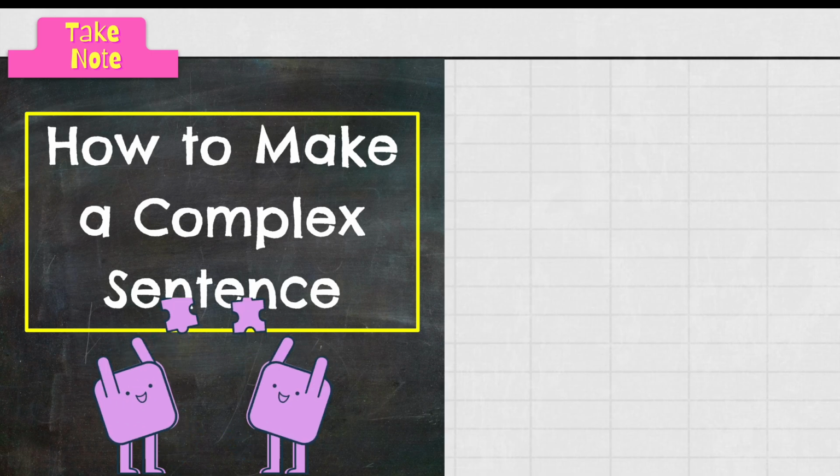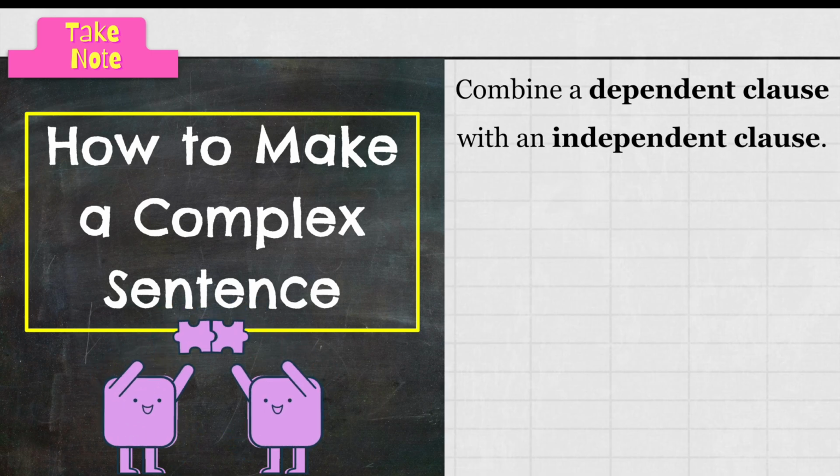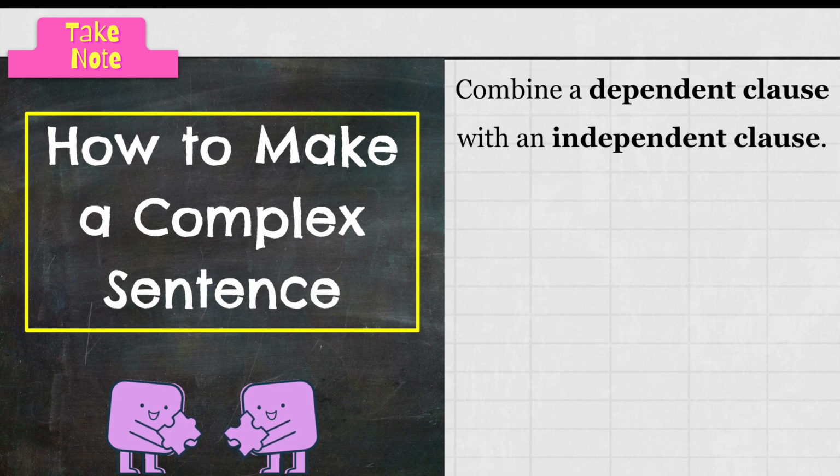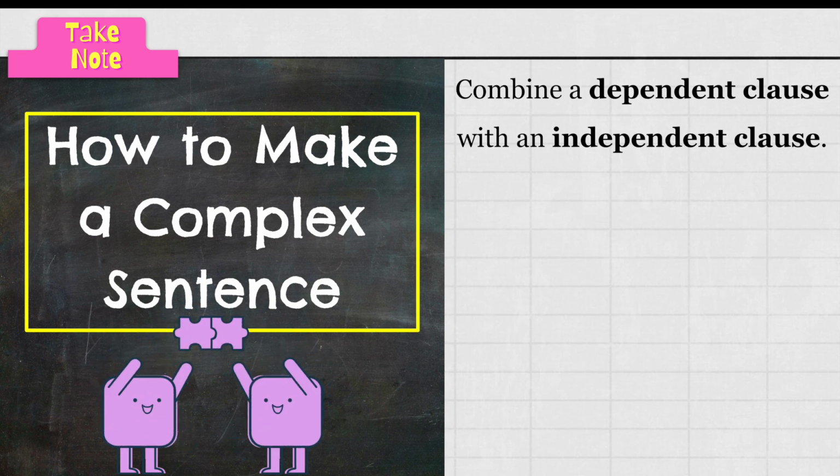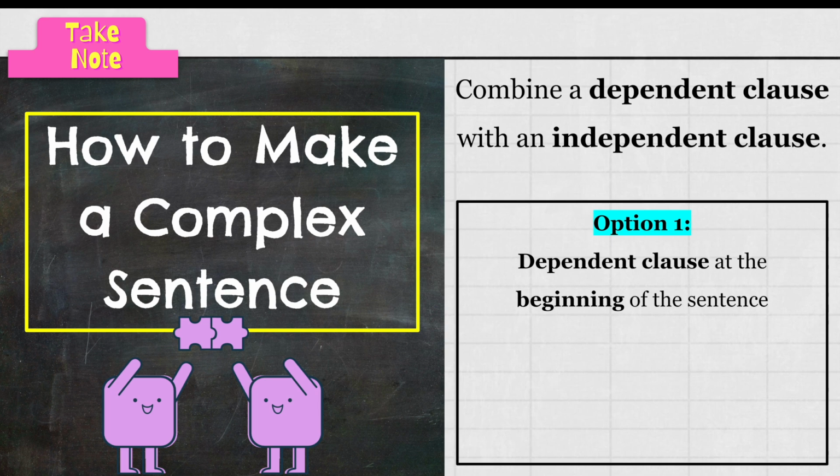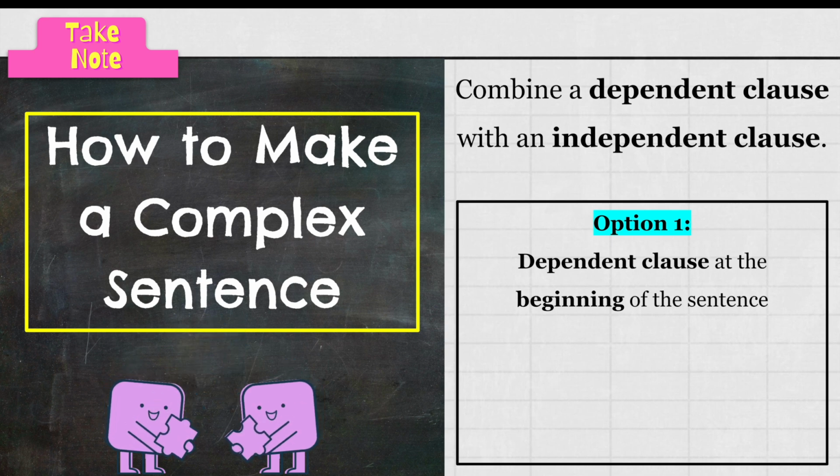So how do we make a complex sentence? We combine one of those dependent clauses that we just talked about with an independent clause. So option 1, we can put the dependent clause at the beginning of the sentence.